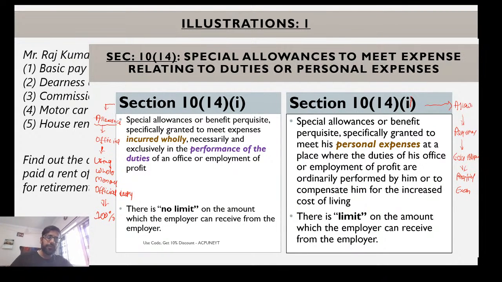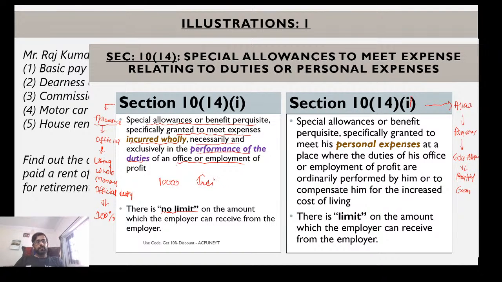So still we are confused, we want more detailed discussion on this. Okay, so section 10(14) clause 1 talks about special allowances or benefits specifically granted to meet expenses incurred wholly, necessarily and exclusively in performance of duty of office or employment. There is no limit, you can claim full exemption. Let's suppose you are getting 10,000 rupees to travel from India to another country.